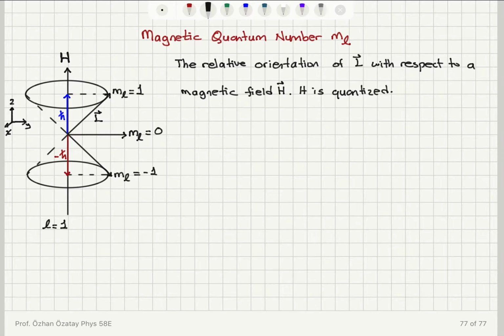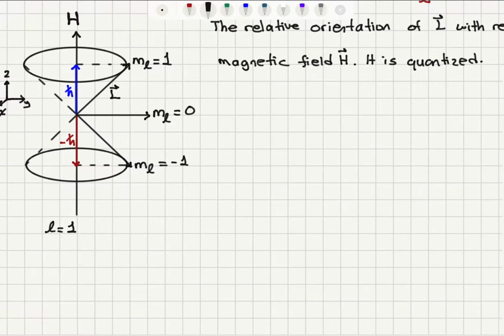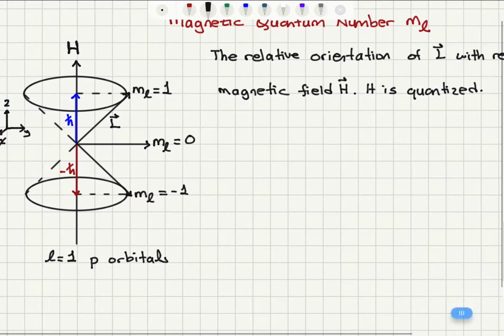As you can see, for p orbitals, L equals 1, we have possible values of m sub L from minus L to plus L: minus 1, 0, and plus 1. If the magnetic field is applied in the positive z direction, you can see that we have three possible values of m sub L and three possible orientations with respect to this magnetic field.